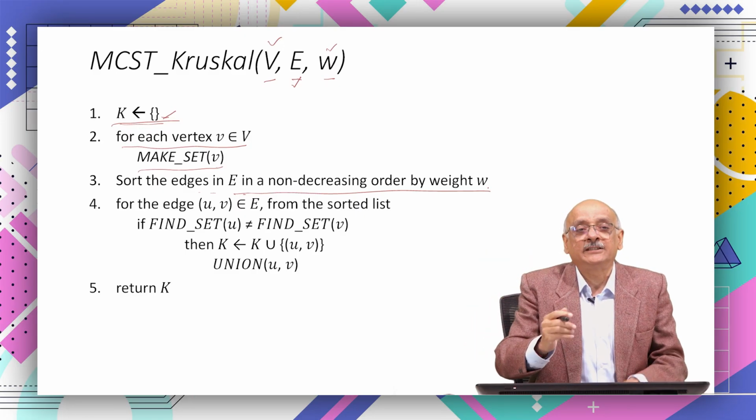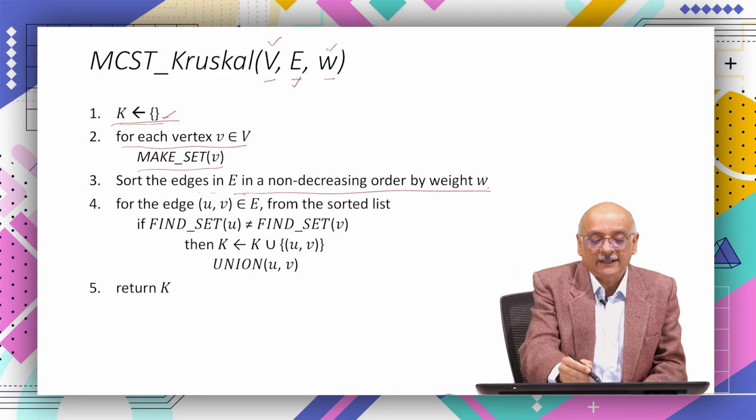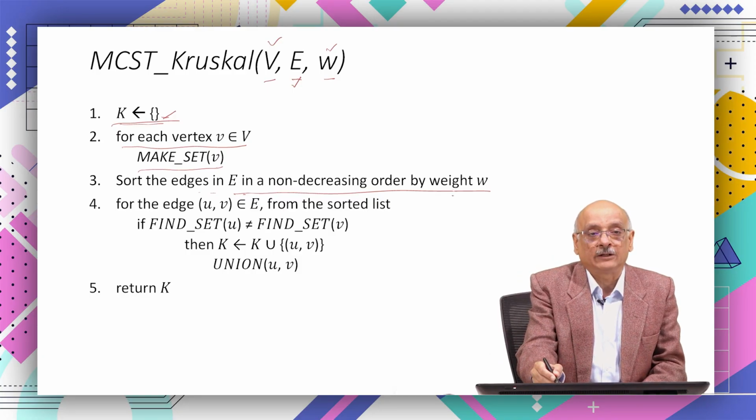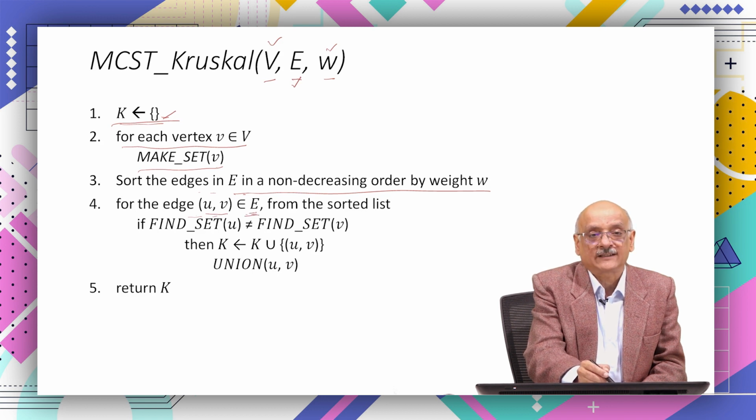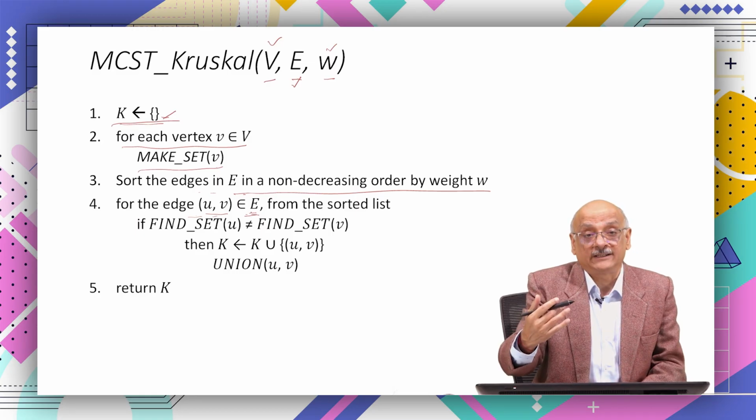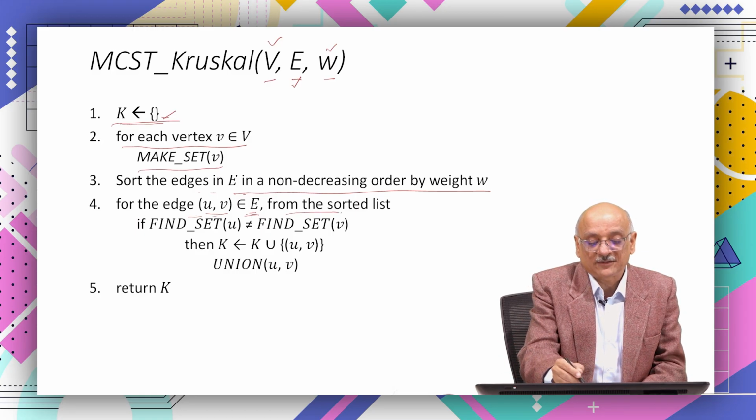And in addition, we have sorted the edges in non-decreasing order. Now, next step, what we will do for edge U V, which is a member of the set of edges. Now, this particular set of edges is in non-decreasing order. So, from this sorted list, find set U which is not equal to set V.